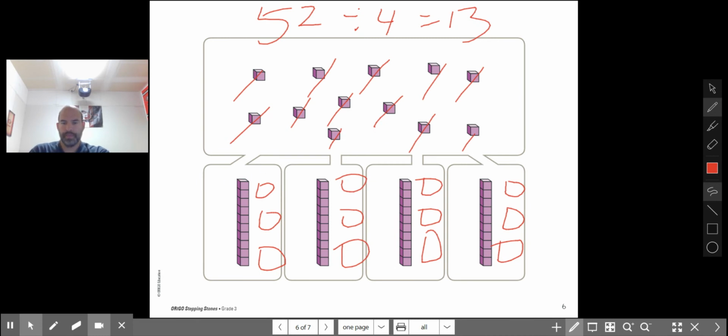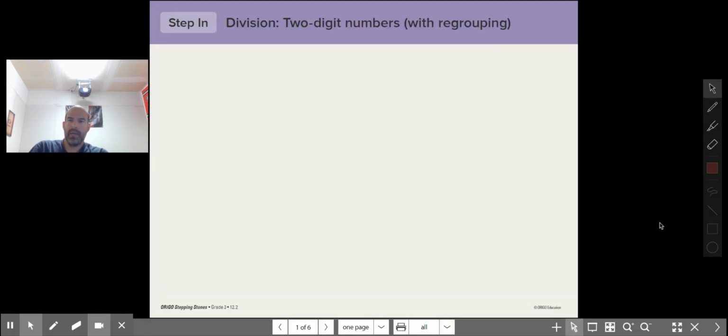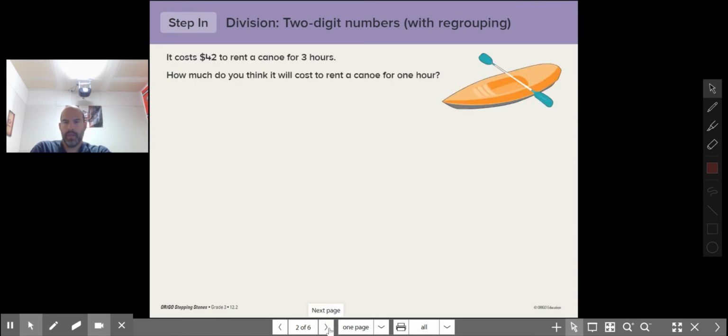All right. So we can see that represented in this last slide. Okay. Now, let's go ahead and move on. This is our step in division, 2-digit numbers with regrouping. Okay, first of all, it says it cost $42 to rent a canoe for 3 hours. How much do you think it would cost to rent a canoe for 1 hour?